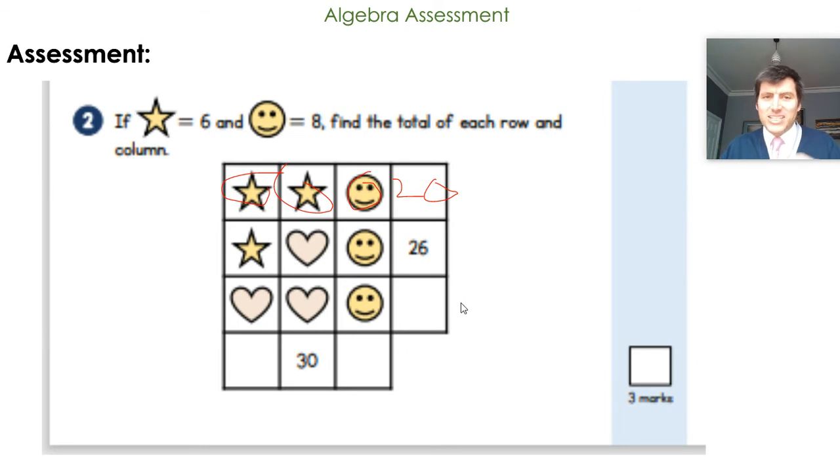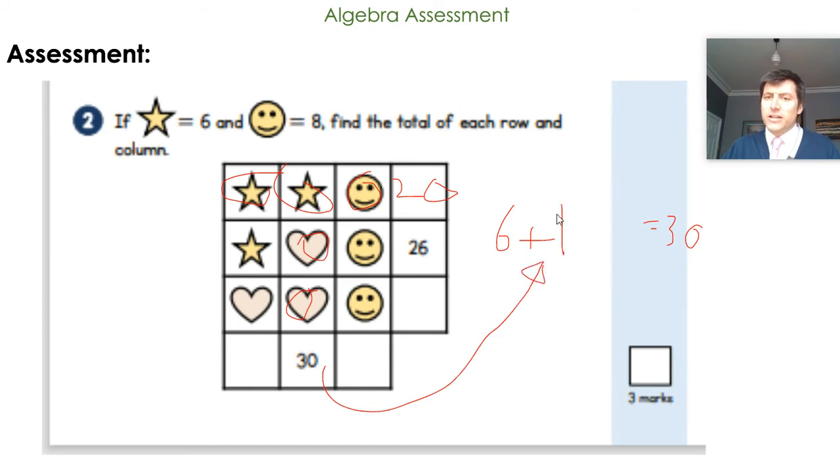Now, the challenging question really for this, because the first bit, I'm just adding numbers up. I can do that. Here, I don't know what this is worth. I don't know what my heart is worth. But I do know that my star is worth 6. So star plus 2 lots of something makes 30. That's saying that 6 plus something equals 30.